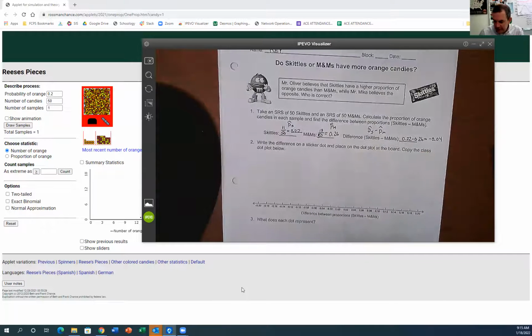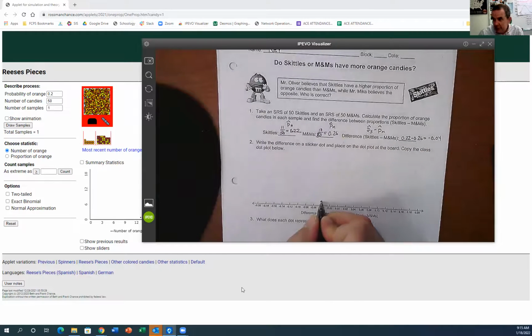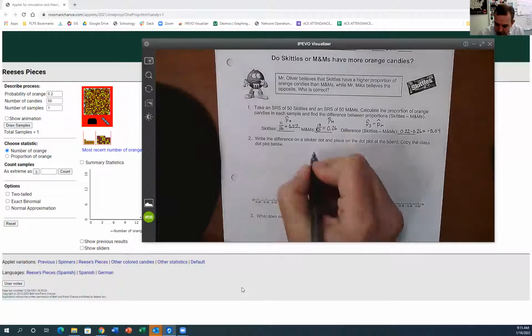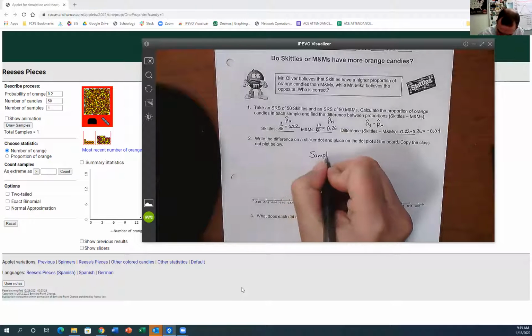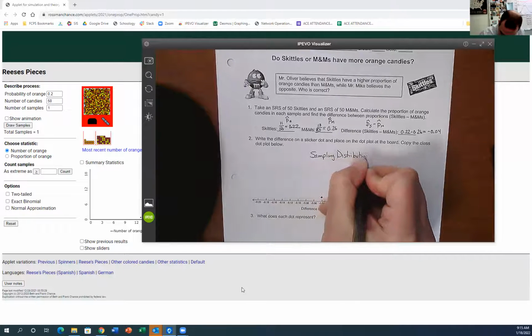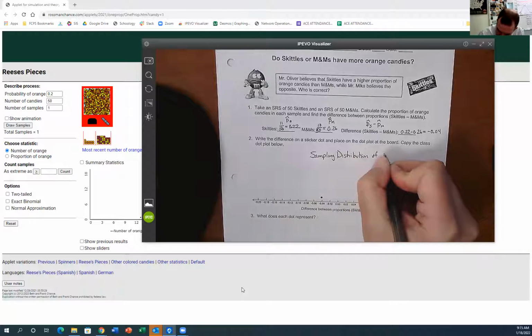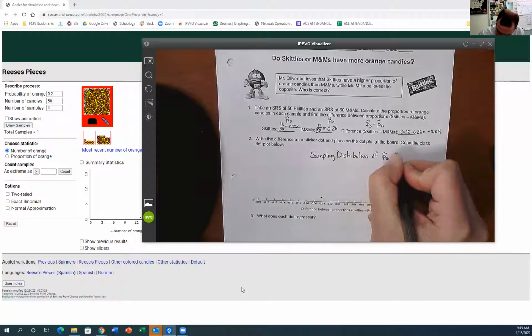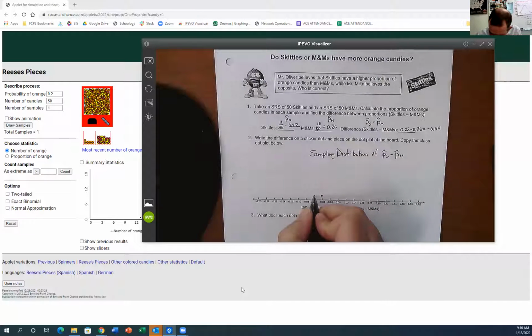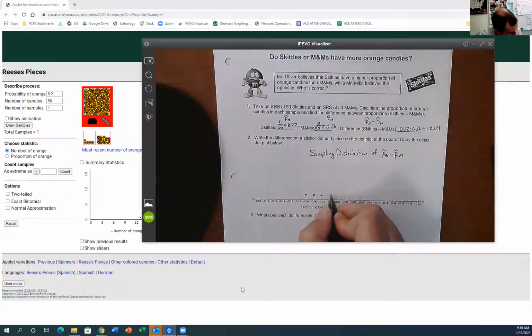Okay, so now we're going to put a little dot down here at negative 0.04. We're going to keep doing this over and over and over again. What we're going to build is a sampling distribution of p hat Skittles minus p hat M&Ms, and I want to do this a whole lot of times. I'm just making up the data. Let's say that I look at something and it looks like this.